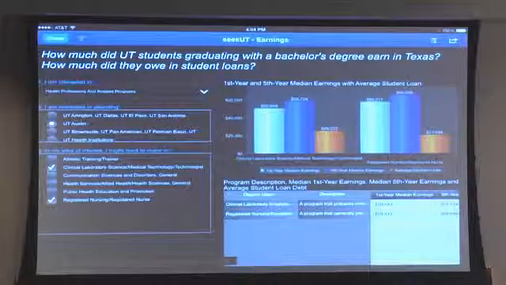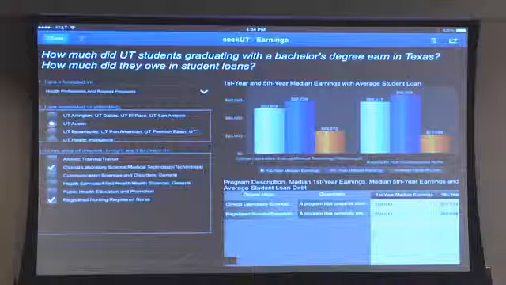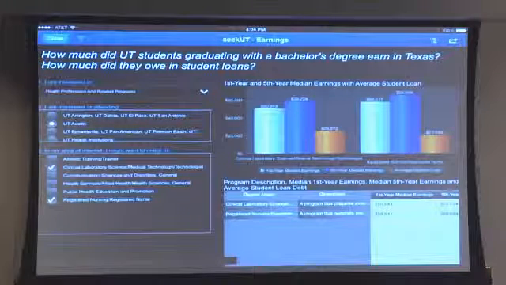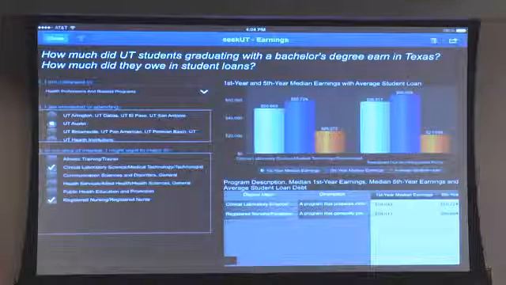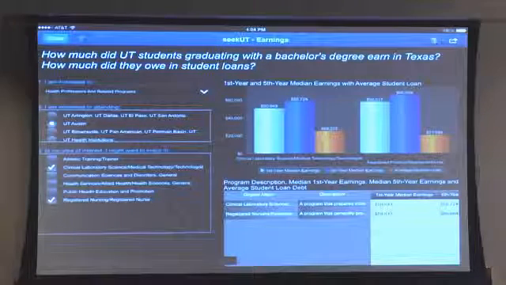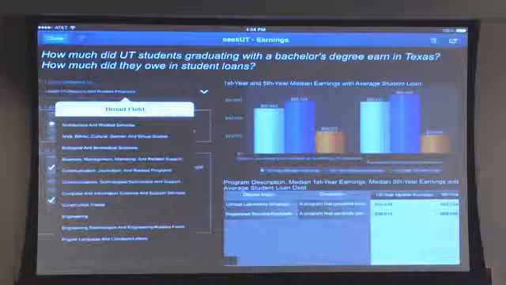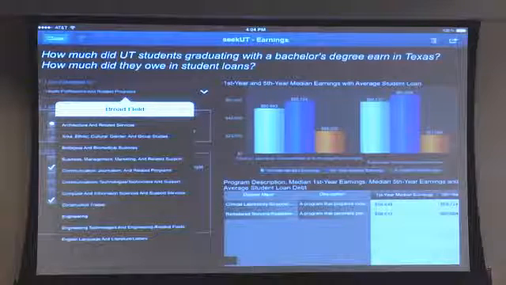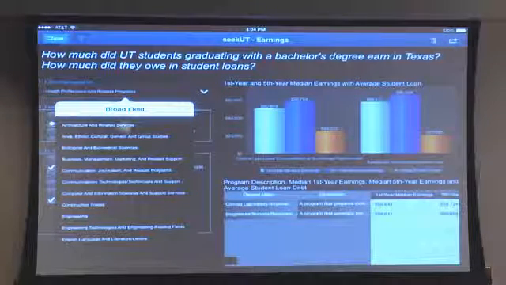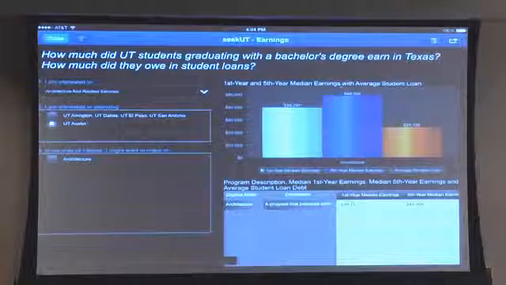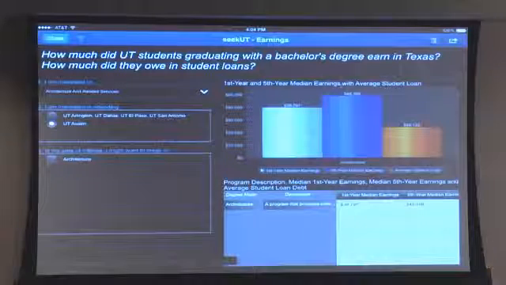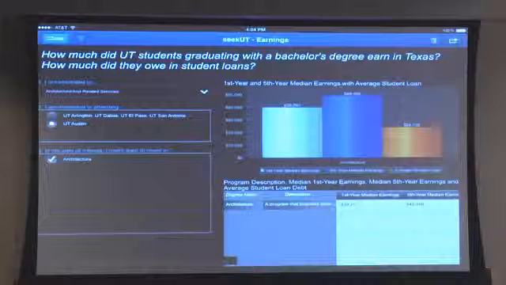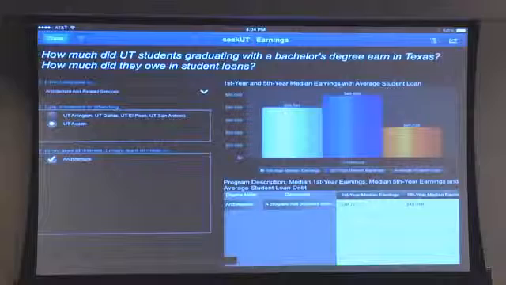So the student might ask, how much did UT students graduating with a bachelor's degree earn in Texas, and how much did they owe in student loans? We tried to put simple questions at the top to help guide the students. So then they would say, I'm interested in, and they select a program. Let's select architecture. It's the first one. And then I'm going to say I'm going to attend UT Austin, so I've selected that. And notice as I make selections, the graphs on the right change. So here, let me open this up for you.